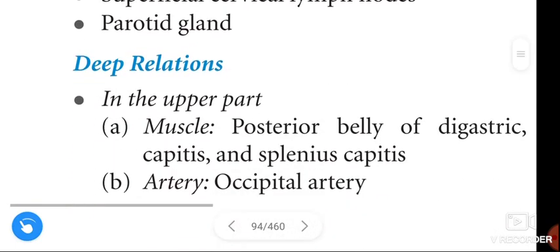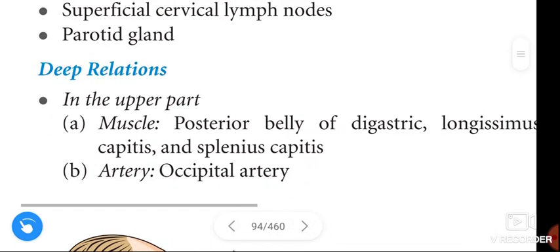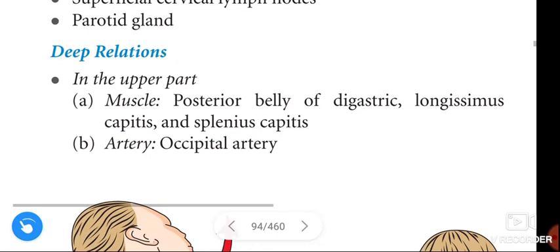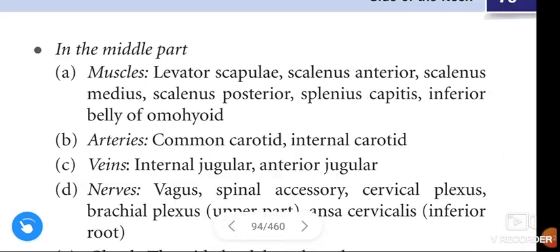Next, the deep relations of the sternocleidomastoid muscle. The deep relations in the upper part are muscles: posterior belly of digastric, longissimus capitis, and splenius capitis. Next, artery is the occipital artery. We completed the deep relations in the upper part. Now the deep relations in the middle part.